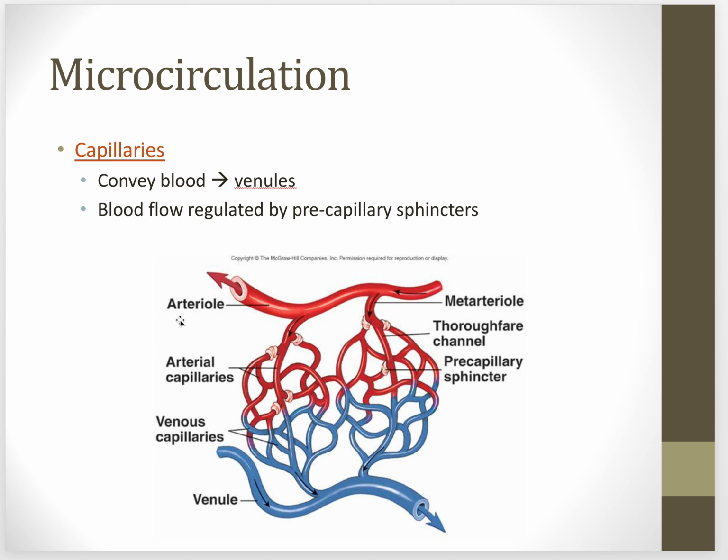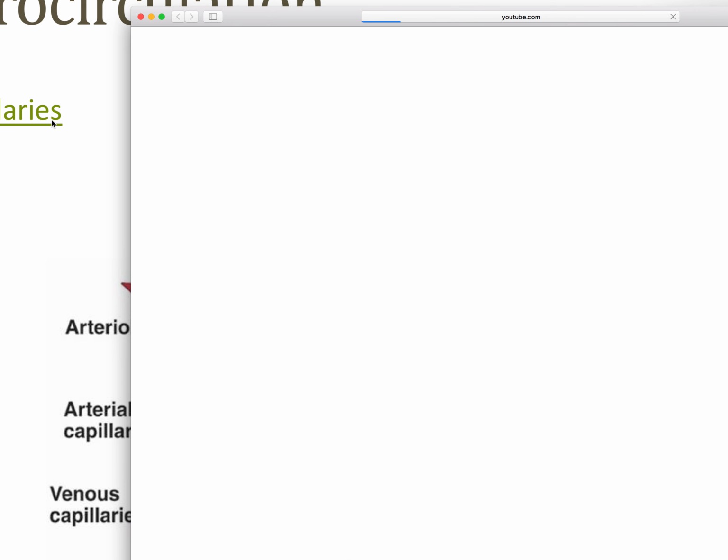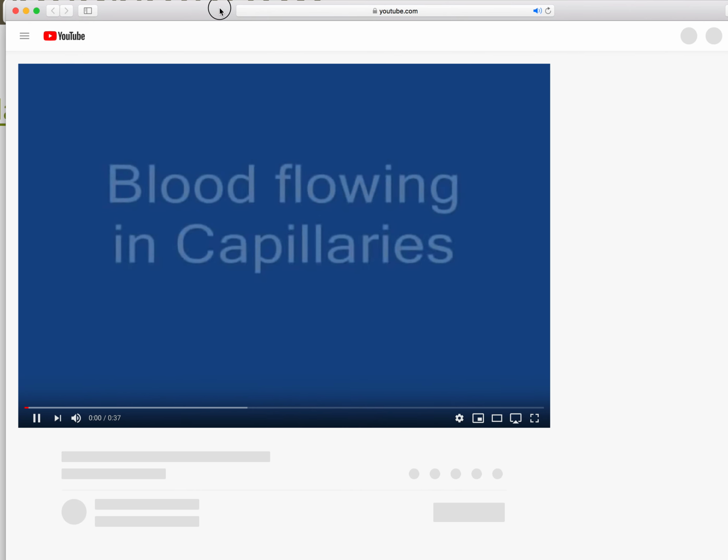So the microcirculation refers to the really, really small capillaries in the system. Capillaries, this is a nice video which shows blood flowing through a capillary. And let's see if I can click on that while we're recording. So there we go. Everything is working.